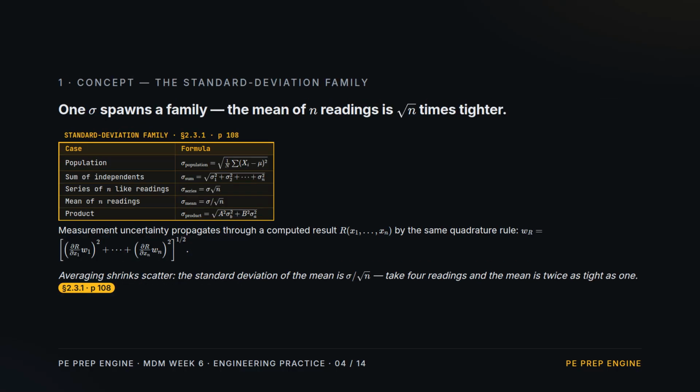Concept 3. The standard deviation family. One sigma spawns several. The standard deviation of a mean of n readings is sigma over root n. Averaging tightens the estimate. The series form multiplies by root n, and independent contributions add in quadrature. That same quadrature rule propagates measurement uncertainty through a computed result.